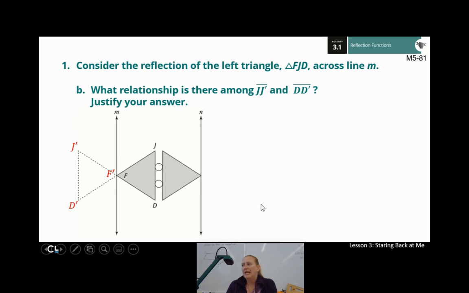So what relationship is there among the line segments J to J prime and D to D prime? I'm going to grab my pen here. If we were to draw a line segment going from J to J prime, and another line segment D to D prime, what's the relationship between these two line segments? Hit pause, write down your thoughts. There may be a pattern going on here, and then hit play when you're ready to check your work.